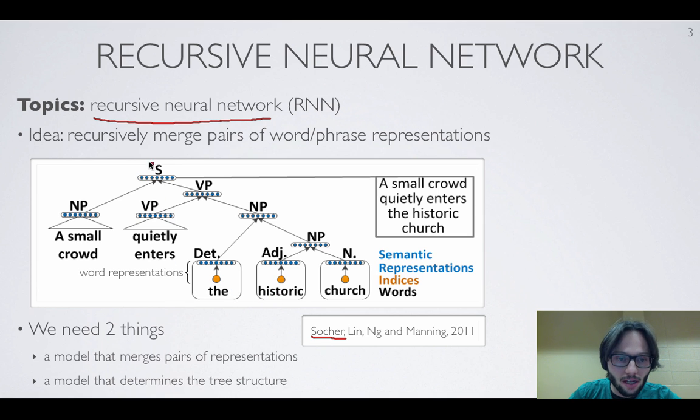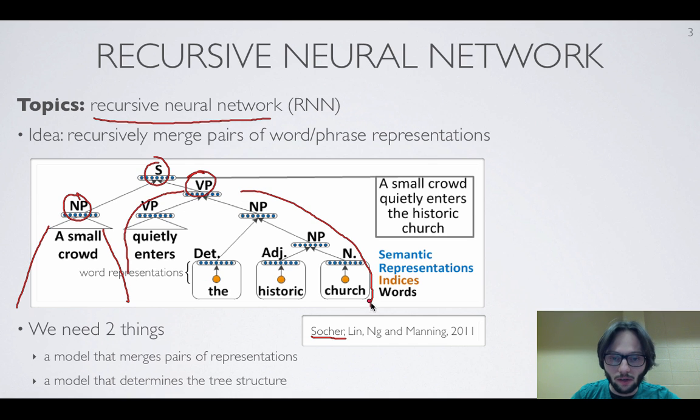So the syntactic tree here is saying that there's a sentence which is composed of a noun phrase and then the verb phrase, where the noun phrase covers a small crowd. So normally here there'd be a bigger tree, but since we don't have enough space, you should imagine that there would be a small tree here. And so that forms a noun phrase, and then we have a verb phrase which essentially covers all of these words here. And this verb phrase is actually a smaller verb phrase covering quietly enters, and followed by a noun phrase, which is probably the object of quietly enters. And this noun phrase covers the historic church.